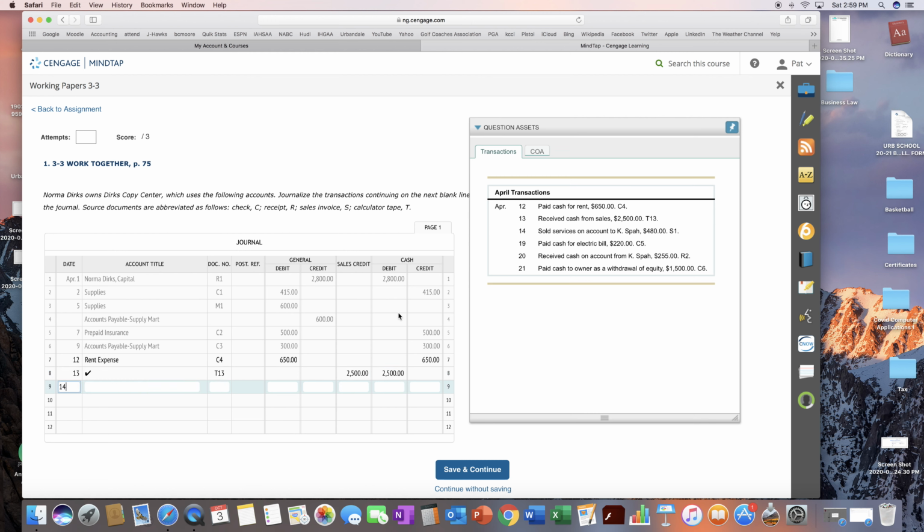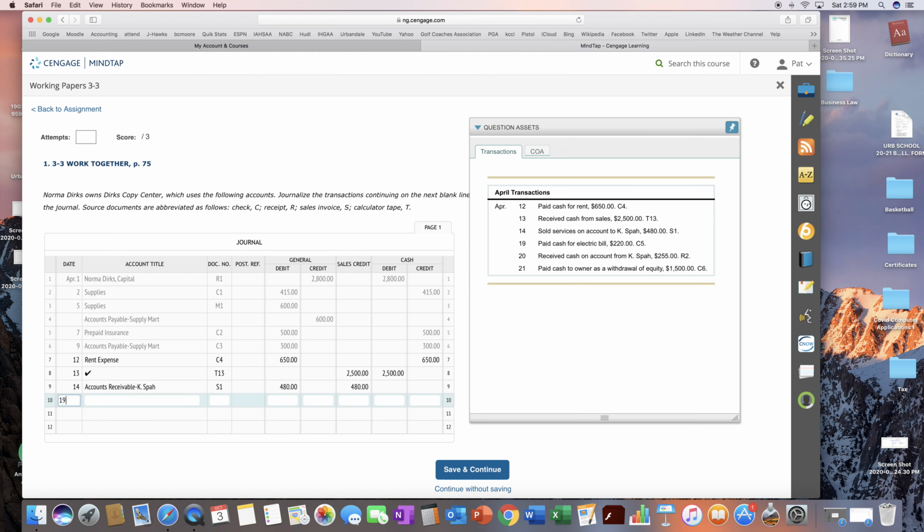On the 14th, we sold services on account. So we do accounts receivable dash K-Spa. Excuse me. We sold services on account. Nothing to do with cash. There's no check. It's a sales slip. We're not receiving cash in this one. We sold services on account. Accounts receivable is the asset being used. We will receive cash later. So we put a debit for $480, and that's an increase in the owner's equity account sales.